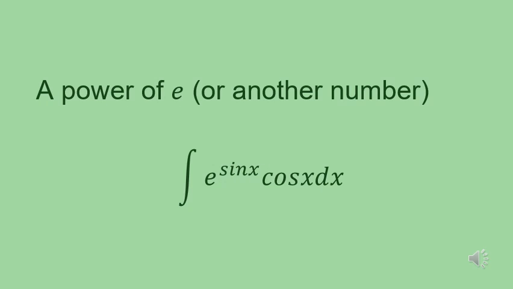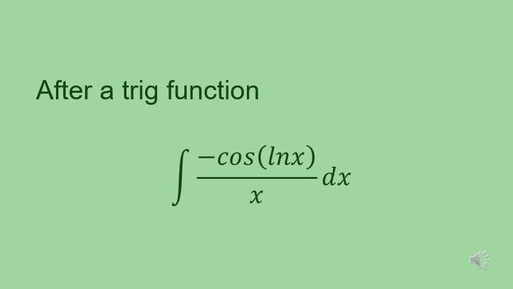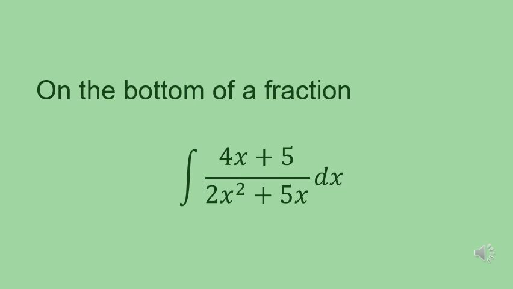Something we haven't done yet, but it will be coming up here, is if you have e to a power or another number like 5 to a power, whatever that exponent is also likely to be your u. So in this problem, e to the sine x cosine x dx, my u is going to be sine x. Anything that comes after a trig function, what the trig function is a function of, that's going to be a u. So like in this problem, natural log of x would be my u. And yet another thing to look at is the denominator, the bottom of a fraction. In this problem, 2x squared plus 5x, that would end up being the u.